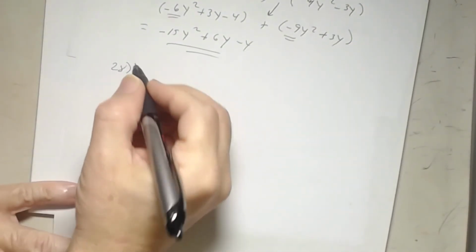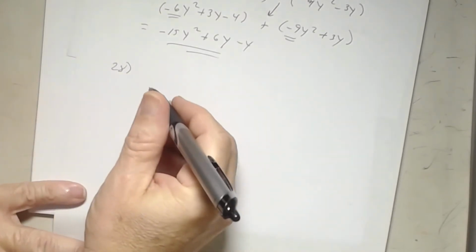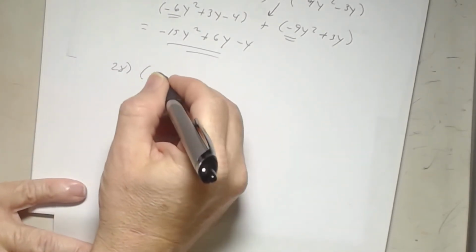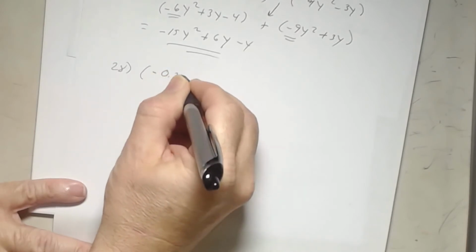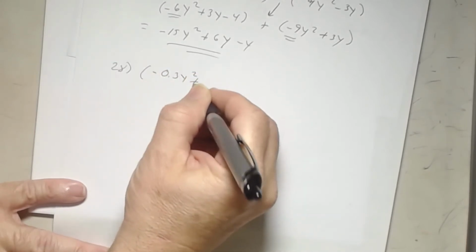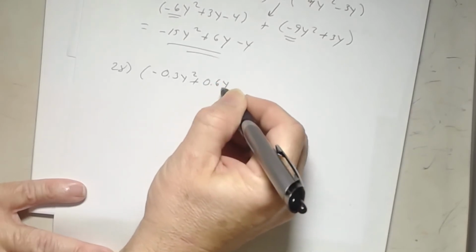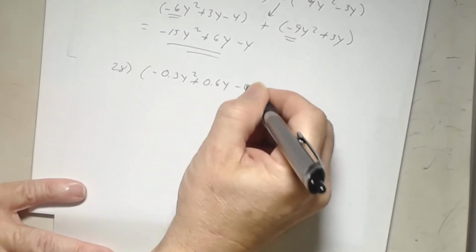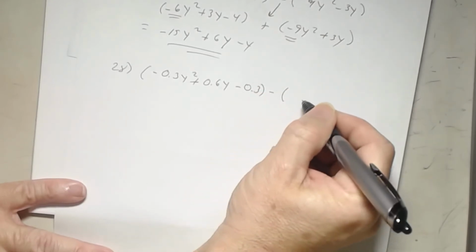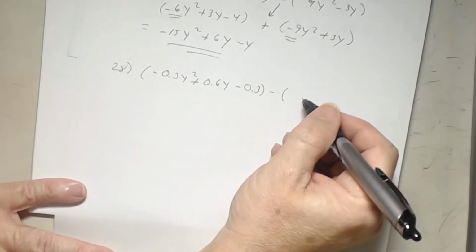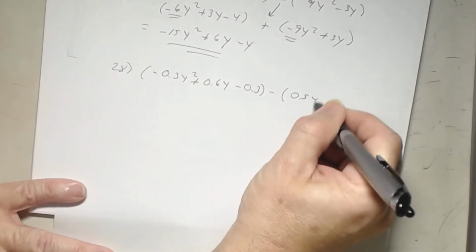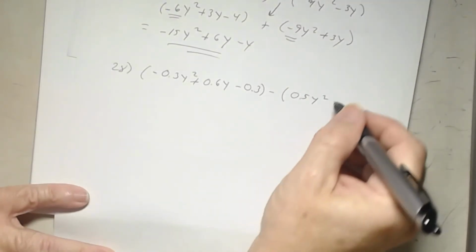That's your answer. Okay? And then you have decimals again, and you have fractions again. So let's just quickly do one of the decimals. So this will be 28. You have negative 0.3y squared plus 0.6y minus 0.3, subtract, and then 0.5y squared plus 0.3.